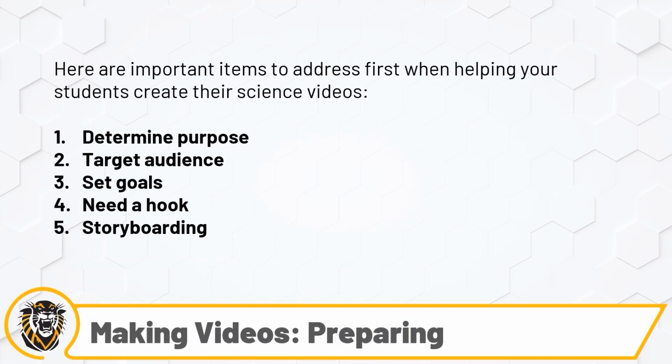Here are some important items to address first when helping your students create their science videos. To begin, you'll need to determine the purpose of your video. This is why you're making the video and what you hope will happen if people watch it. This could be that you want them to take a specific action, that you want them to learn something, or you want them to change their minds on a specific topic. In general, this should come from the teacher.